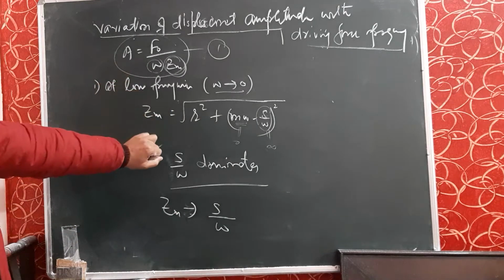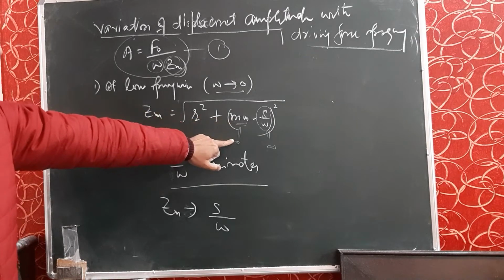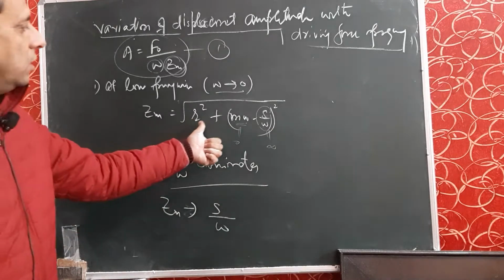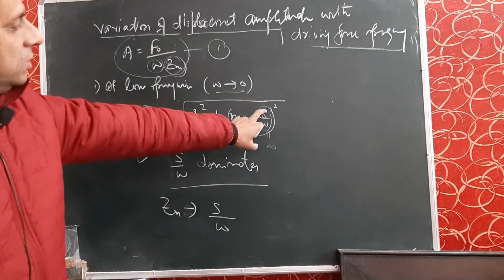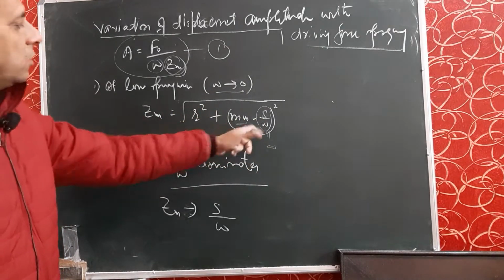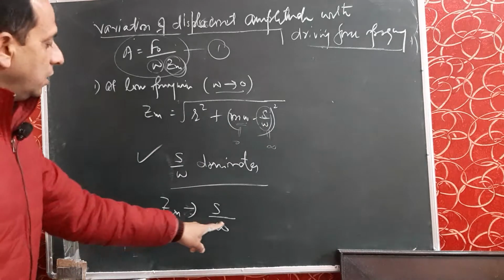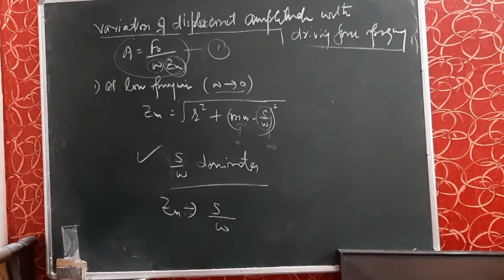When omega tends to 0, one term has a finite value, one term's value is 0, and the last term's value tends to infinity. Ultimately, from among the three terms, this last term, s by omega, will dominate. If it dominates, it means the impact of this term will be applicable in this equation. So Zm tends to the square root of (s by omega) squared, that is s by omega.